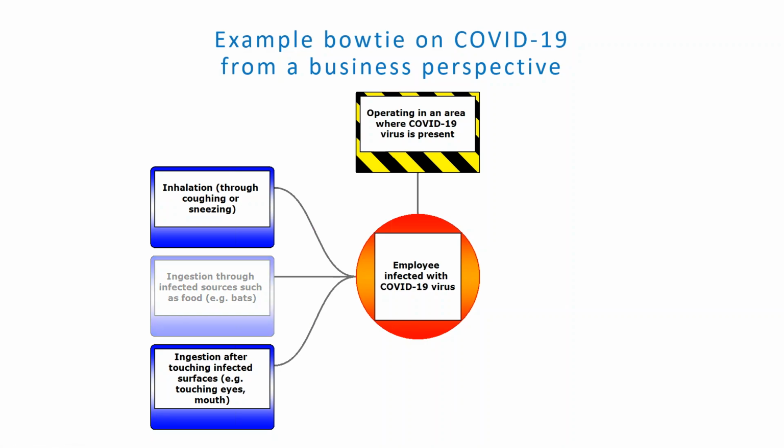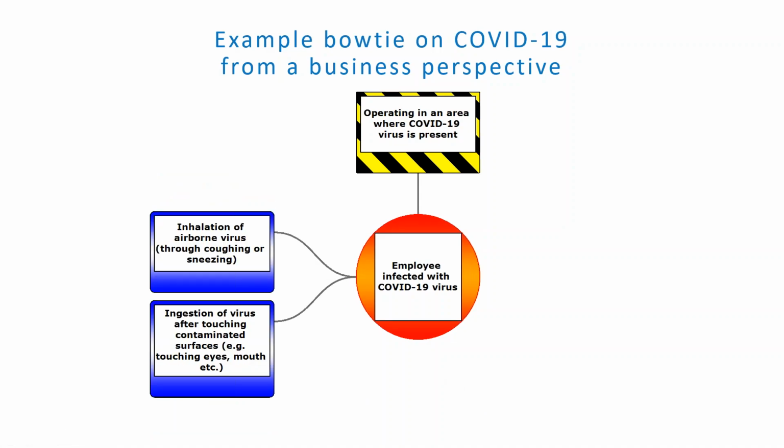Eventually, we even dropped one because we couldn't come up with any examples other than the origin of the virus. So we said, okay, this is not really relevant. If you look at the business perspective, this threat may not be as relevant as we initially thought. So we dropped it in the end.